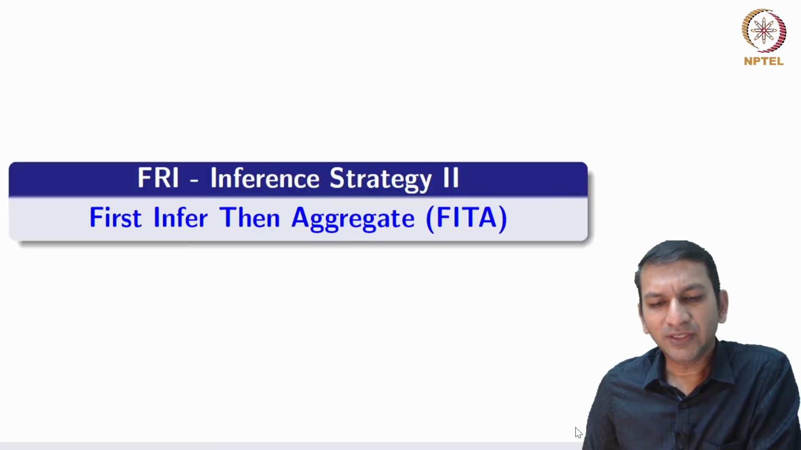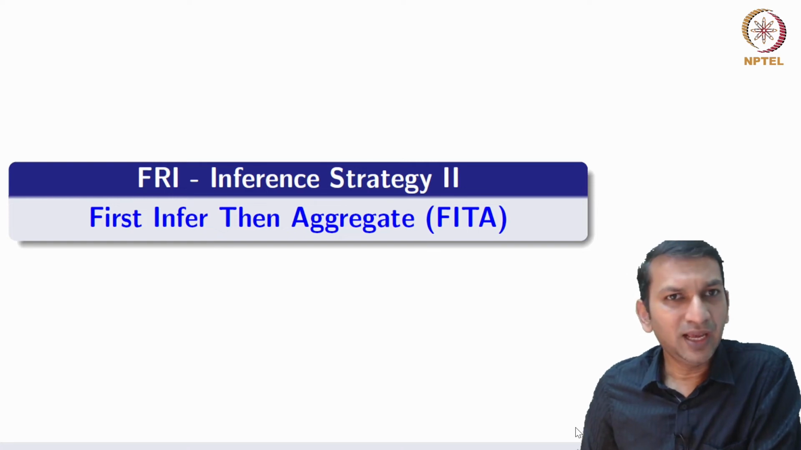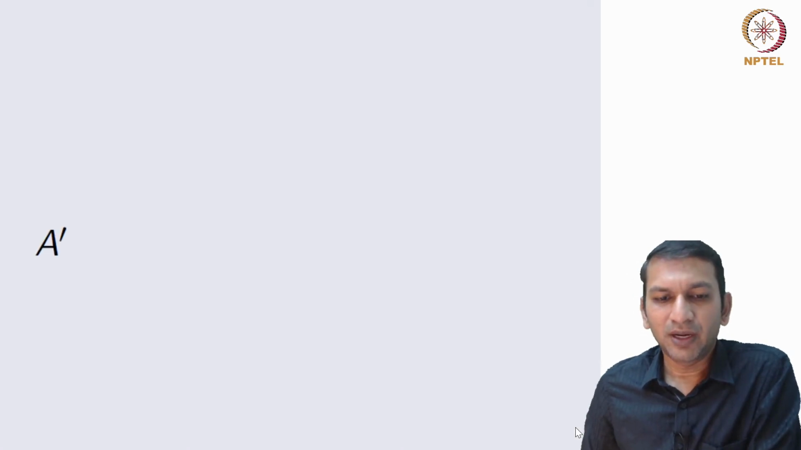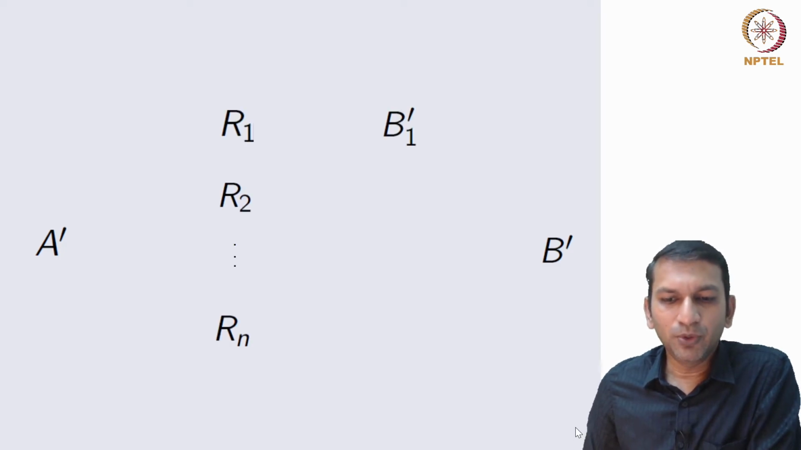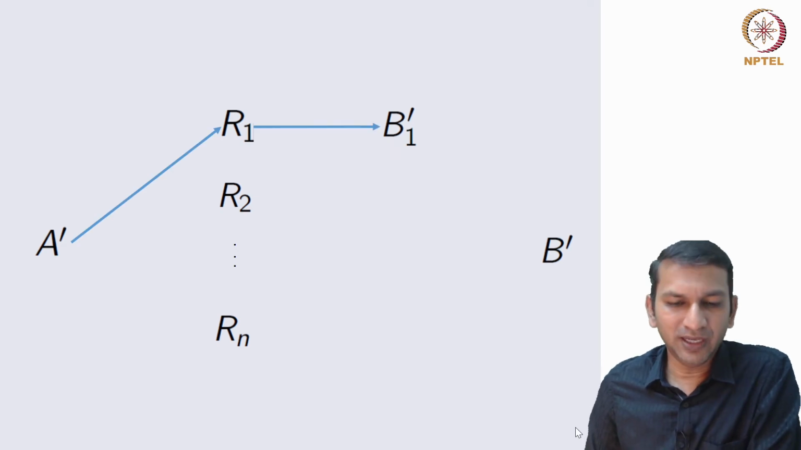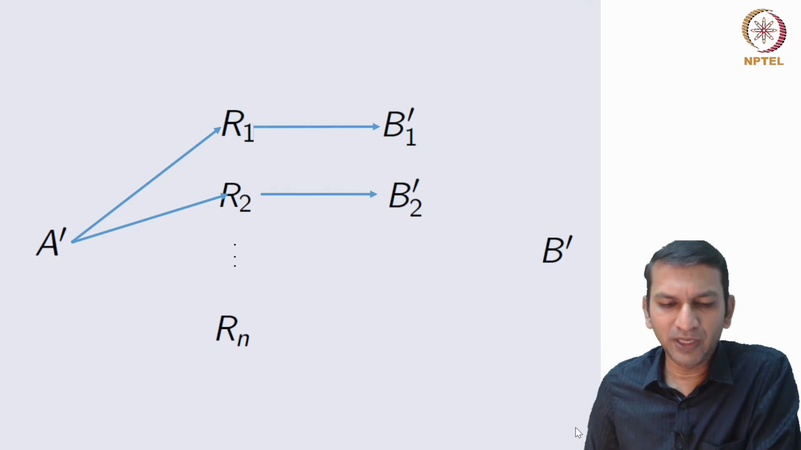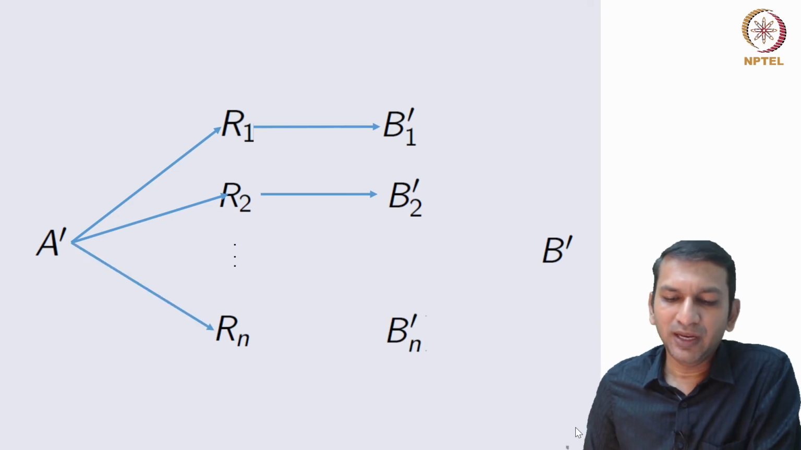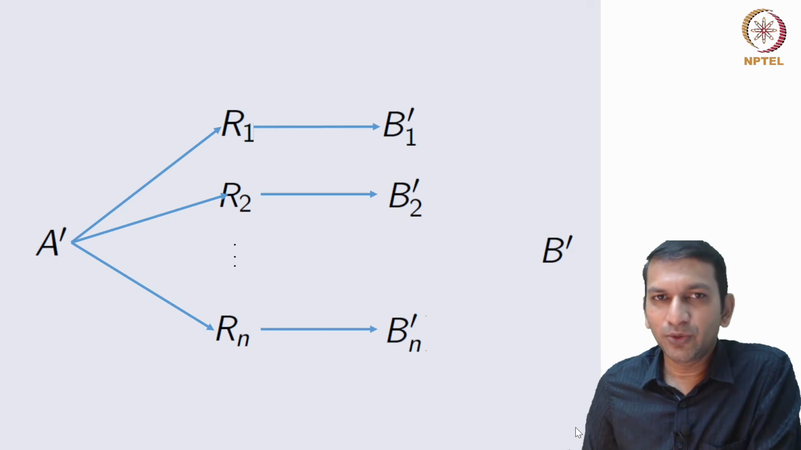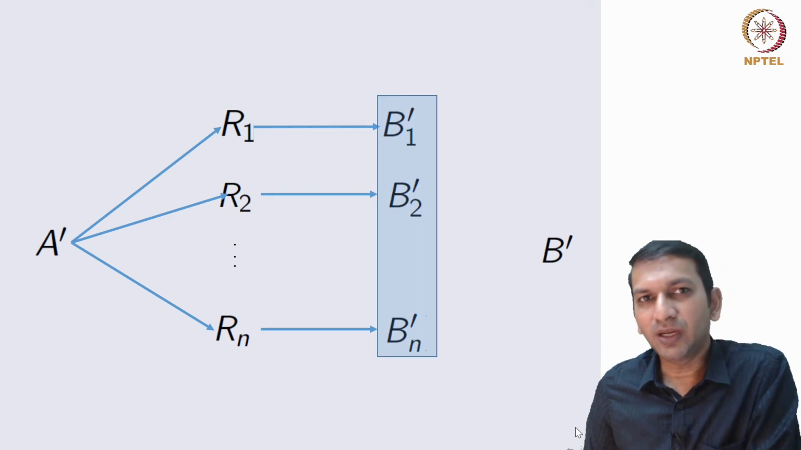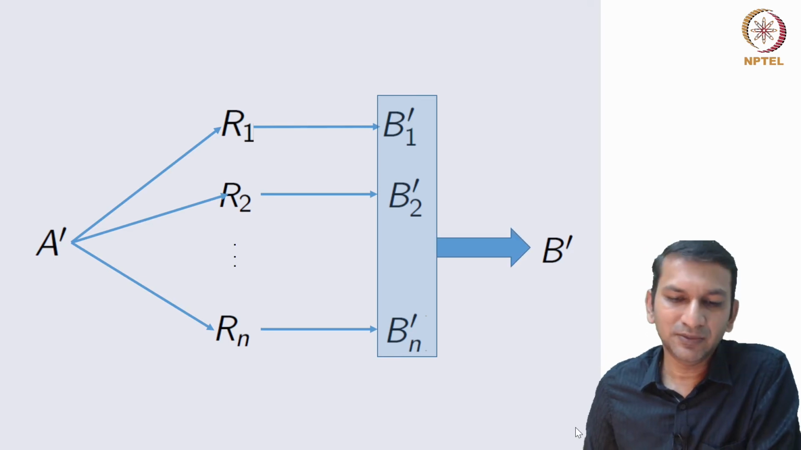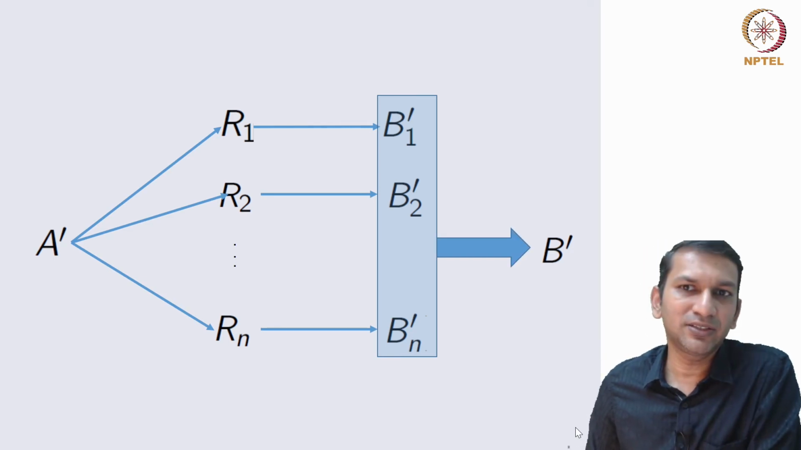In the case of the first infer, then aggregate strategy, we still have these R relations, but instead of aggregating these relations, we are going to compose A dash with R1 to obtain B1 dash, A dash with R2 to obtain B2 dash, and so on till obtaining Bn dash. So locally we are going to compose and obtain local outputs B1 dash, B2 dash, so on till Bn dash. Then after inferring them, we are going to aggregate these outputs to obtain B dash. So this is the first infer then aggregate strategy. These are the two inference strategies that we have in an FRI.